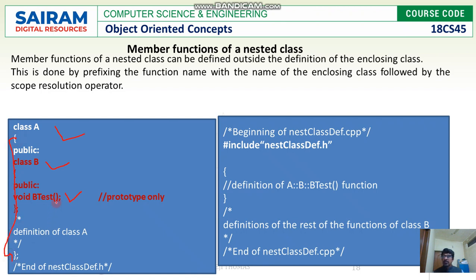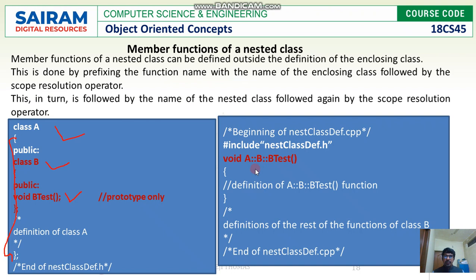So even this nested class member function definition can be done outside the enclosing class with this syntax. The syntax is going to be: you have to give the enclosing class name first, then the scope resolution operator, then the nested class name and its function.